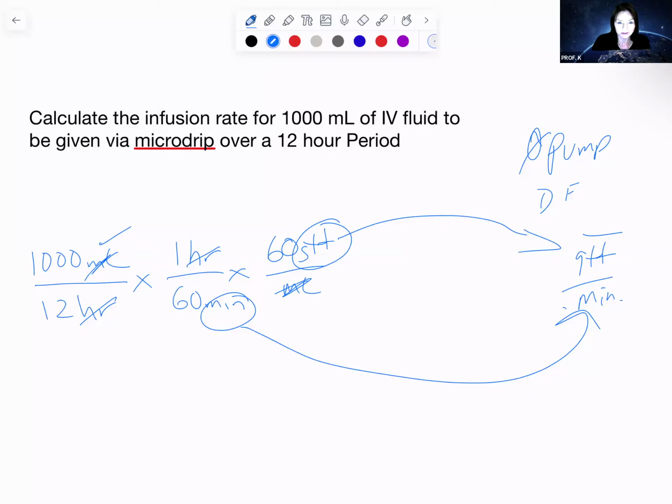Beautiful. Now it's just math. So 1,000 times 60 is 60,000. And 12 times 60 is 720. And when I divide, it'll give me 83.33. I can't split a drop, plus it's over 10, so it's a whole number. I look to the right, so it's going to be 83 drops per minute.